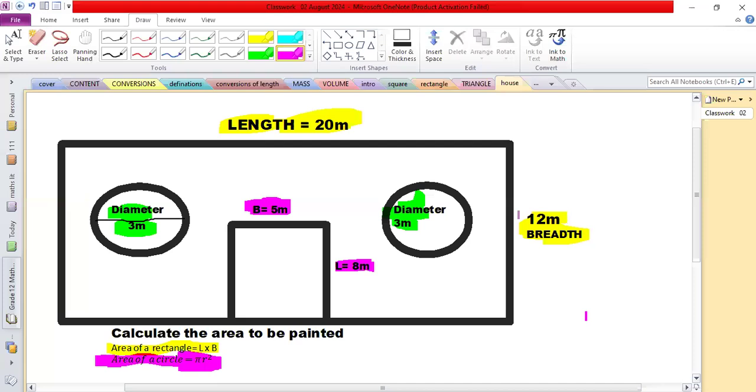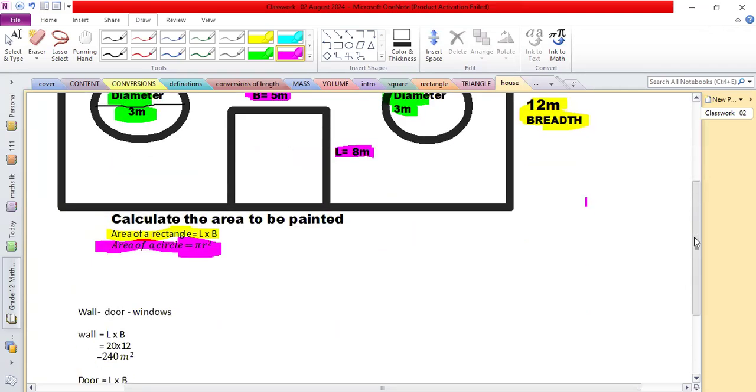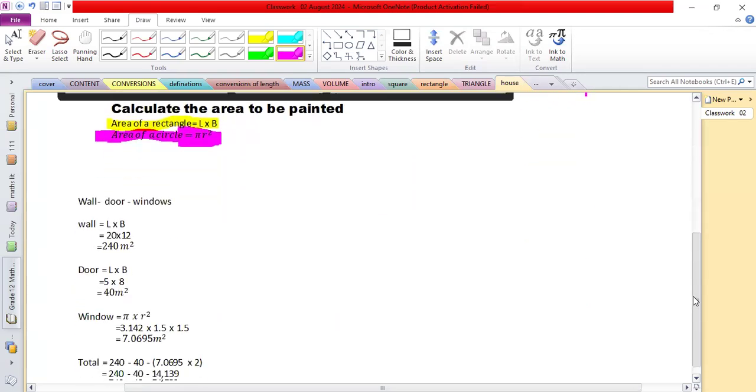Okay. This one says area length times breadth is 240, and then area of door is 40, then of round windows is 7,06. Class, if you calculate both round windows or you've calculated only one, let's check the answers here.